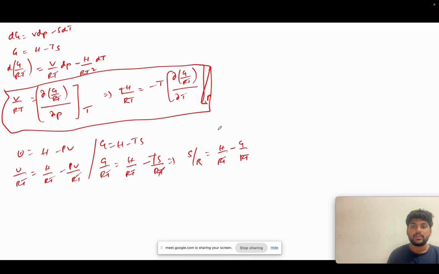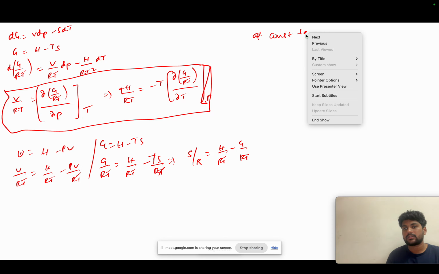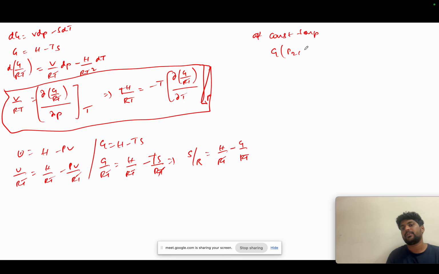in the last classes we discussed that, suppose at constant temperature I want to find the Gibbs energy at P2 comma T.